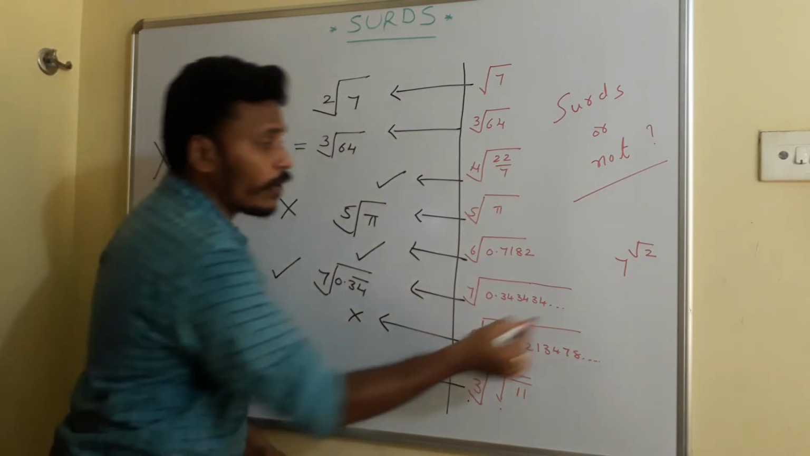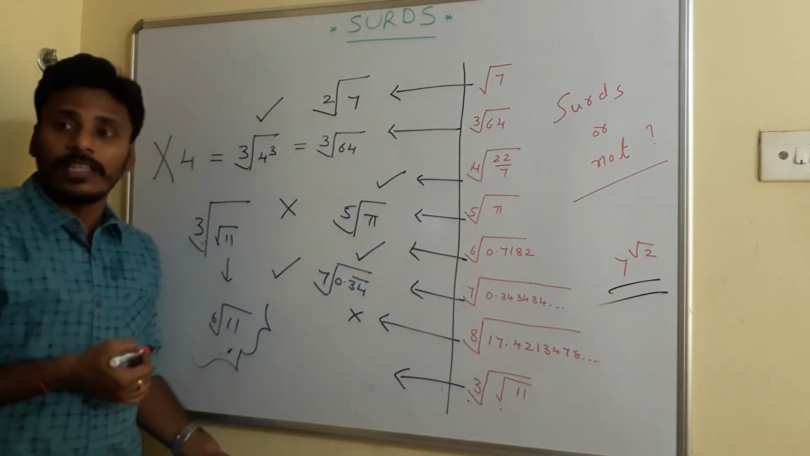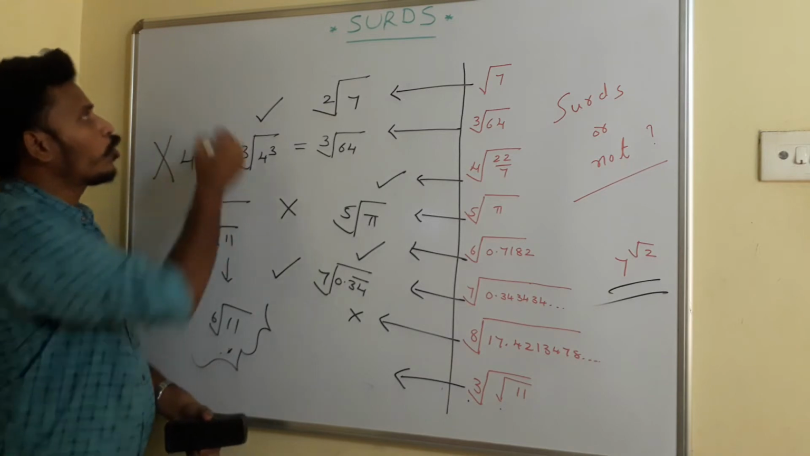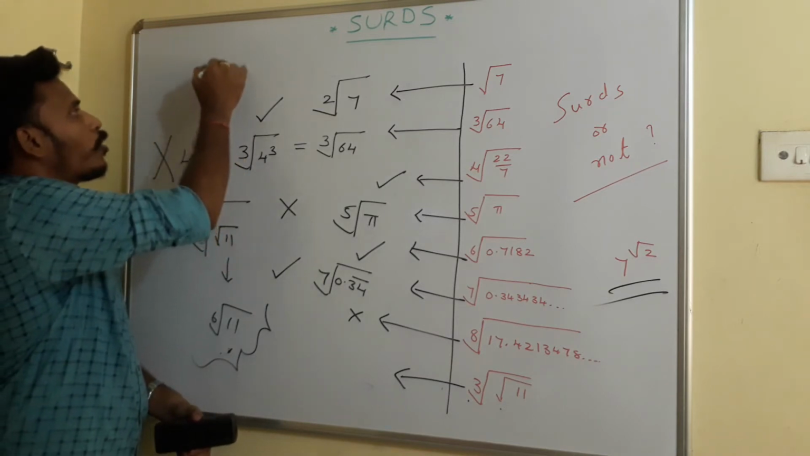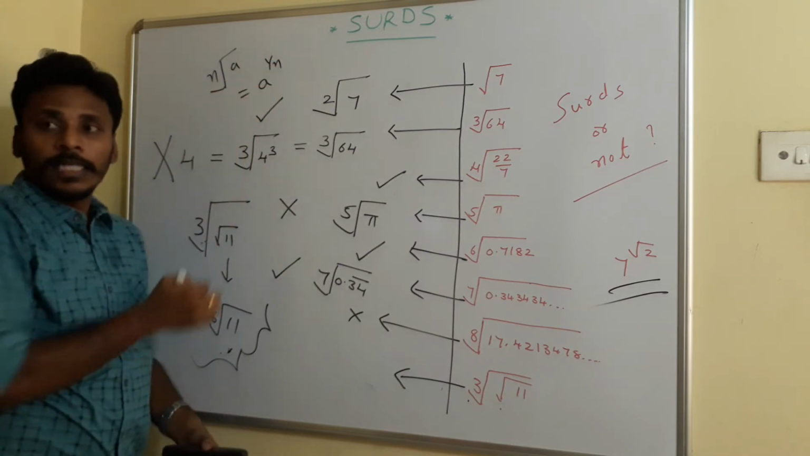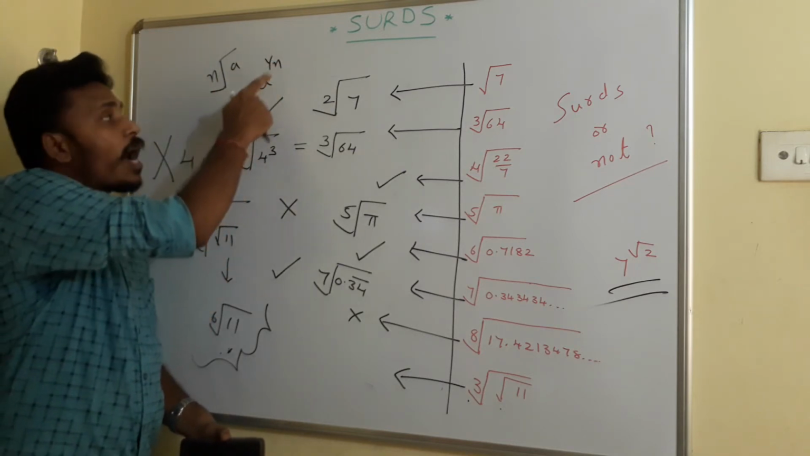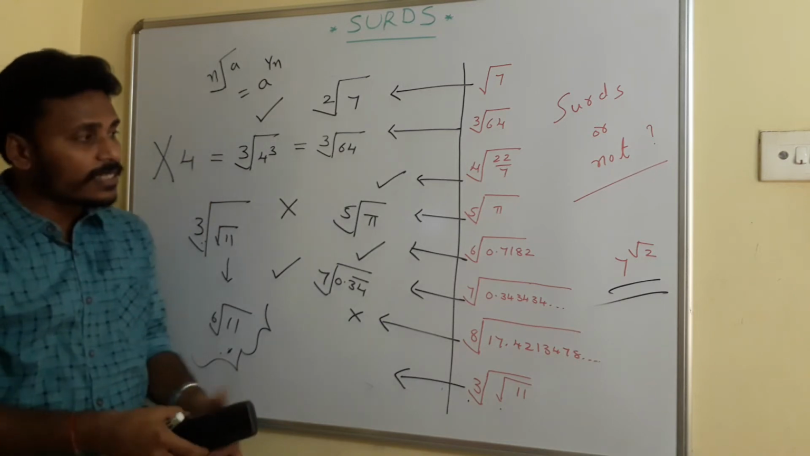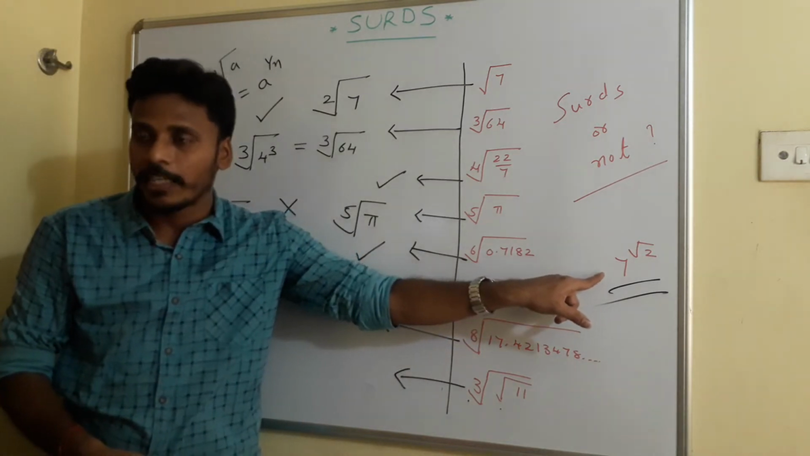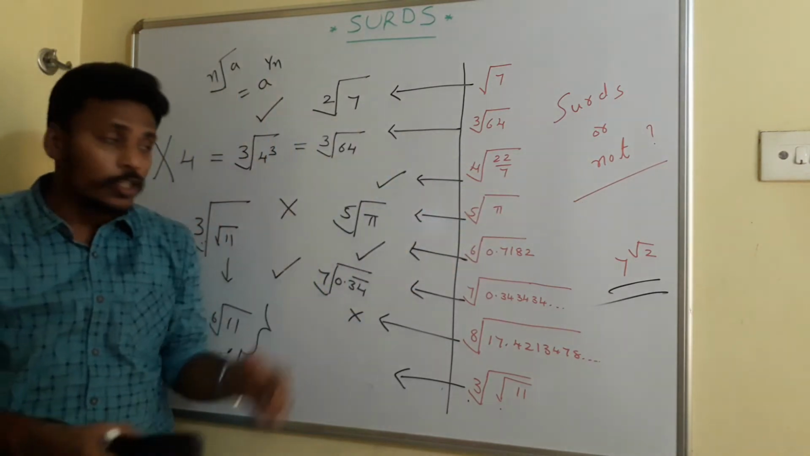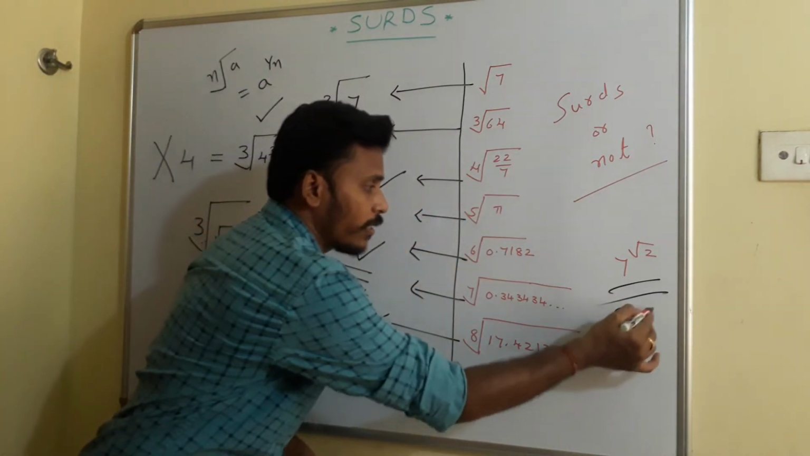And I gave you one more example here, 7 power root 2. What is 7 power root 2? See, nth root of a can be written as a power 1 by n. That a should be a positive rational, and that power 1 by n is something like 1 by a natural number. Here 7 power root 2: the 7 is a positive rational, but that power is not in the form of 1 by n. So again, it is not a surd.